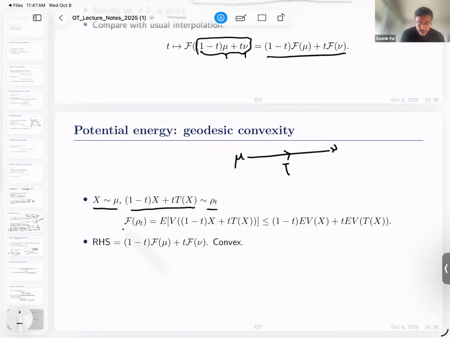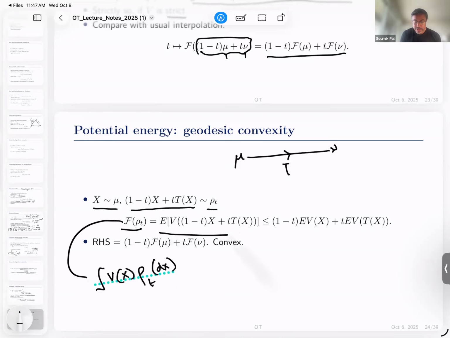And so if I consider what is the function f at rho t, well, that's the integral of v(x) rho t(x) dx. But that's just the expectation under rho t of v. And therefore, this is nothing but the expectation of v of (1 minus t)x plus t times T(x). What have I done? I've done a change of measure. Instead of writing things in terms of rho t, I've pulled back and am writing everything in terms of a random variable x that has distribution mu.